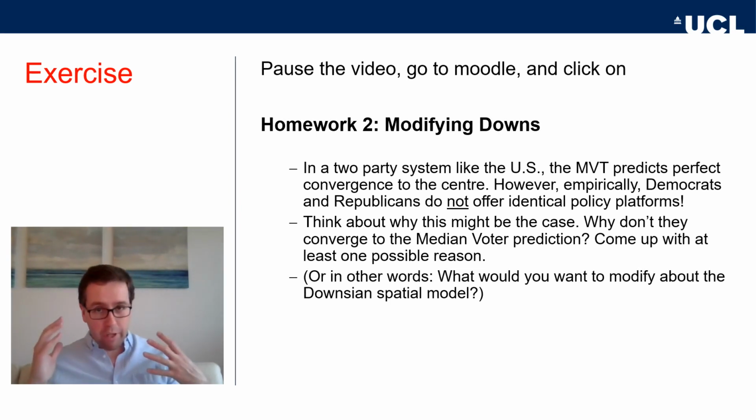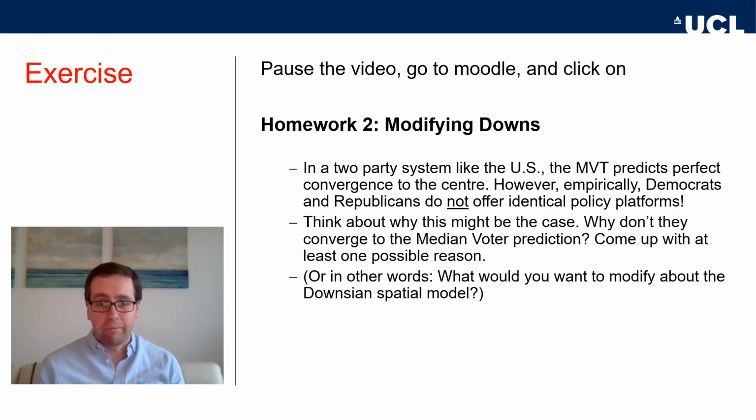So the median voter theorem predicts perfect convergence to the center. But without the need for much elaborate data analysis, I think we can all agree that Democrats and Republicans, at least in the last few elections, do not offer identical policy menus. Trump or Biden getting elected is not going to be the same in terms of policy outcomes. I think we all agree on that. So clearly the Downsian prediction is wrong.